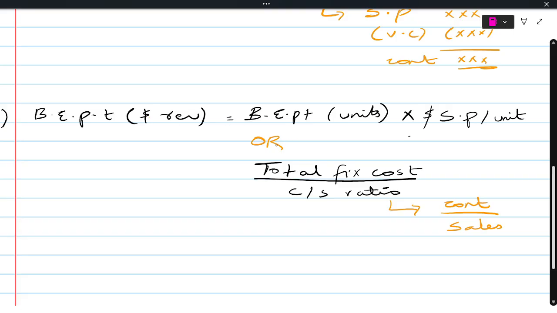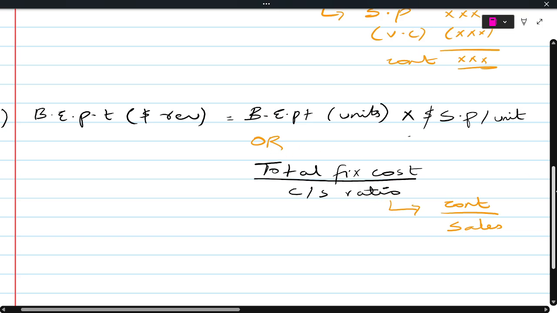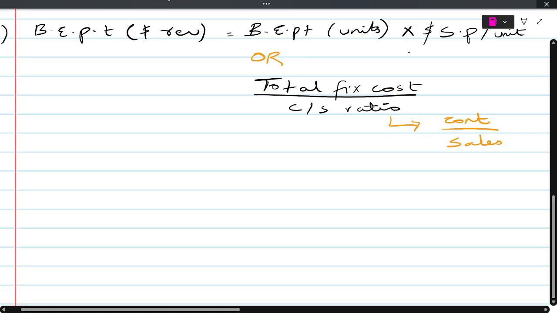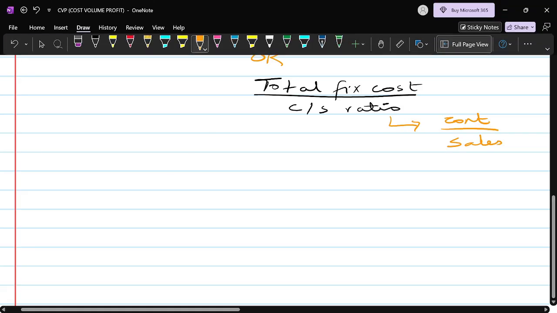You can use another formula for this, which is total fixed cost divided by CS ratio. What is CS ratio? You can take contribution per unit and divide it by selling price per unit. The other way of calculating CS ratio is by taking total contribution and dividing it by total sales. Just divide the total fixed cost by the CS ratio and you will have your break even point in terms of revenue. Got it? So far I hope there is no problem.